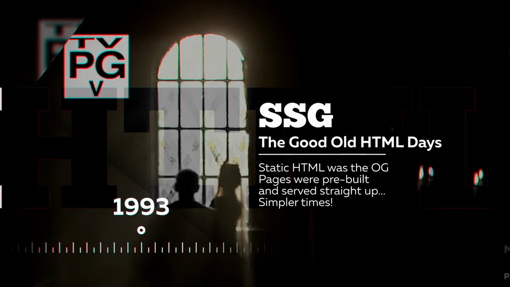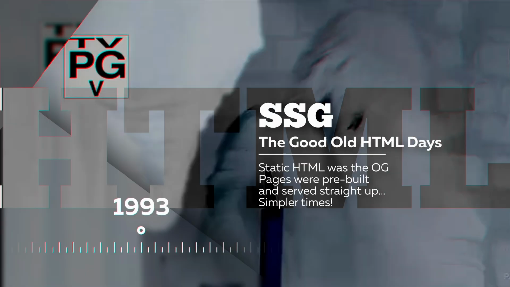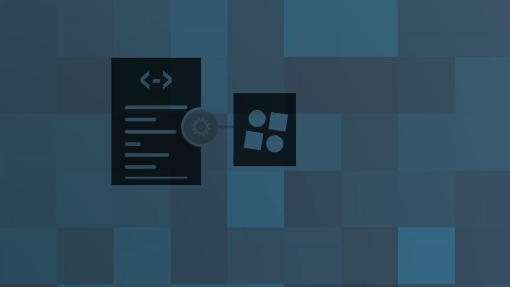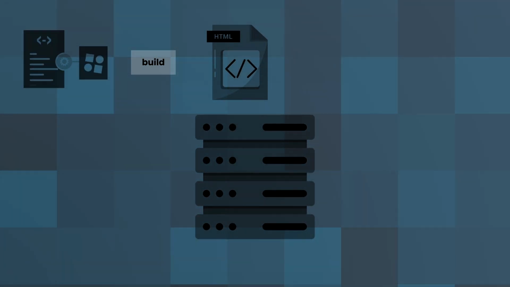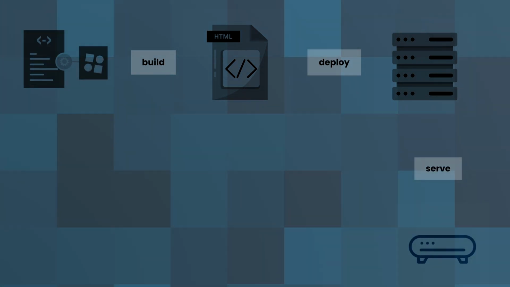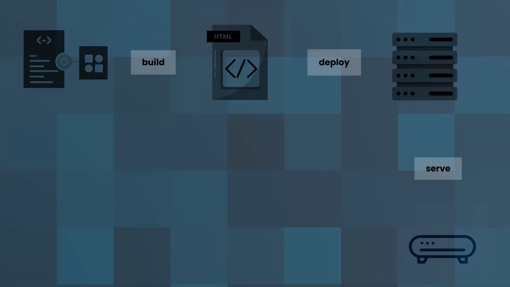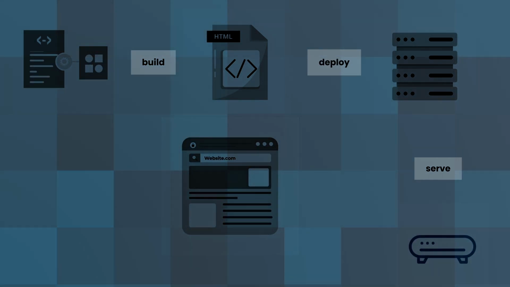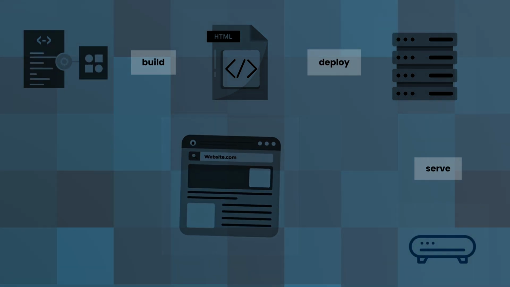First, we have static site generation, the OG of web development from the early 1990s. This method served pre-built HTML files straight to the user, providing a simple and efficient way to display content online. Pages were built ahead of time and delivered as is, making the web fast but static. Back then, speed was crucial. I can almost hear the sound of a modem working hard to get my page. This simplicity meant fewer server resources were needed, leading to quicker load times and reduced costs. Simpler times, but effective for its era.